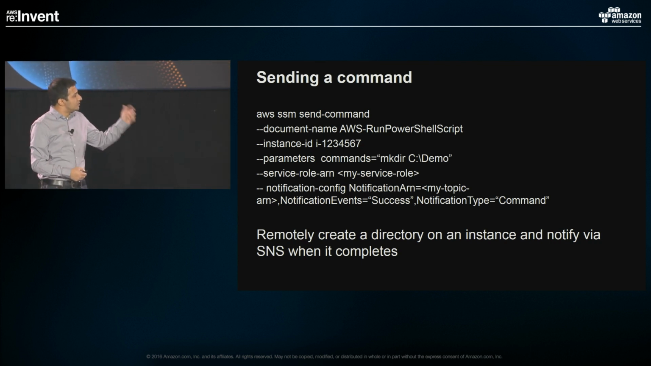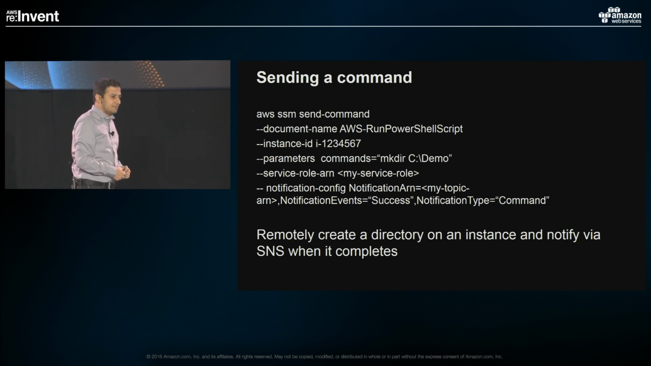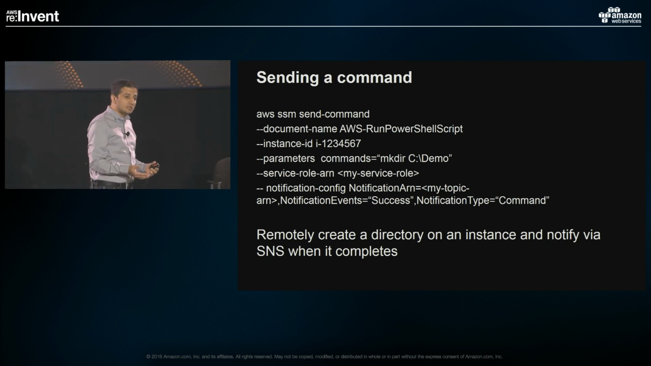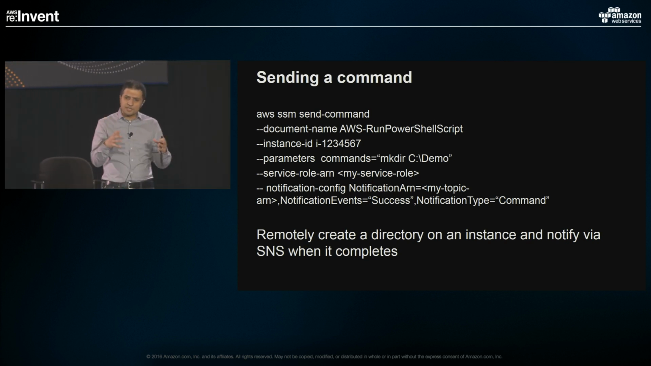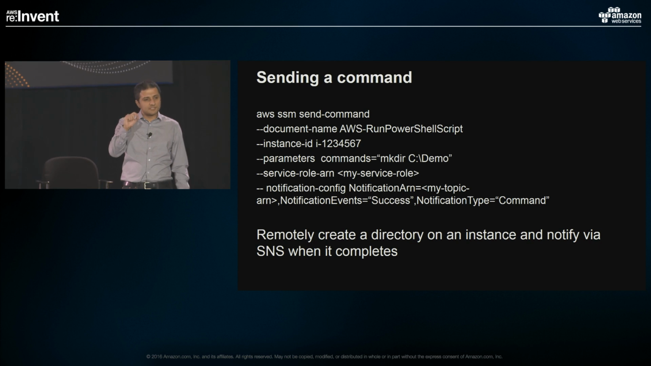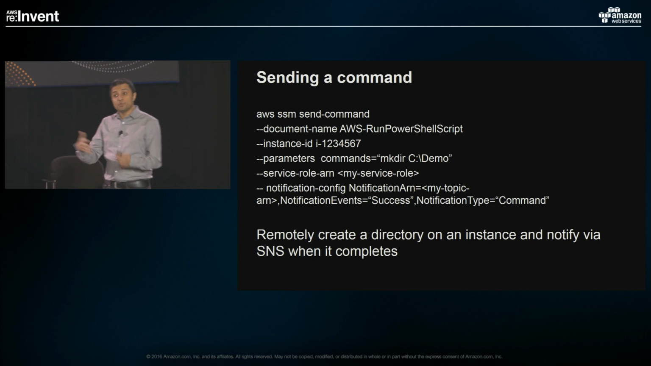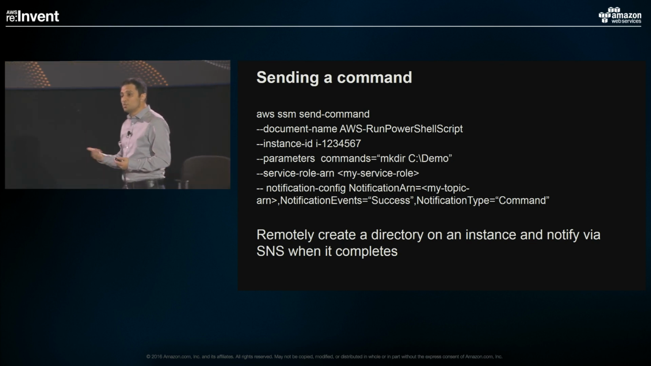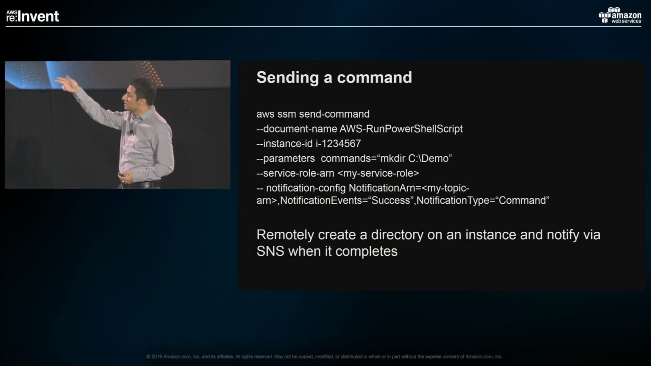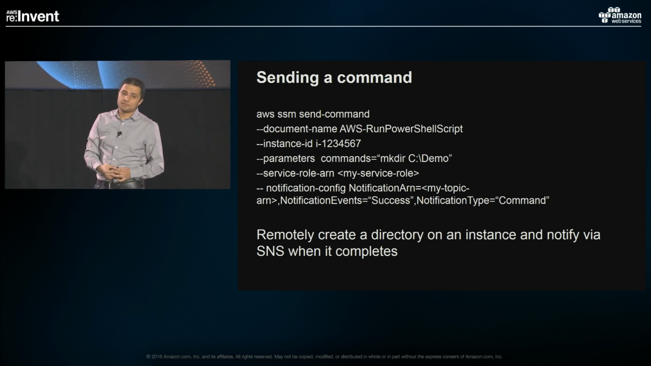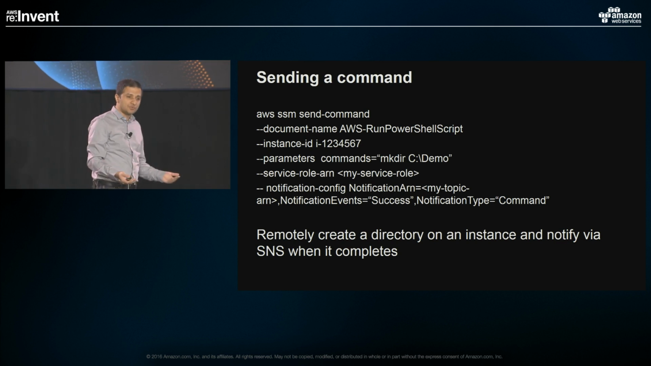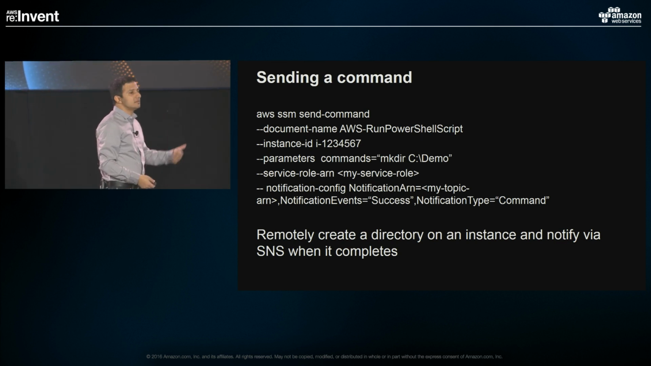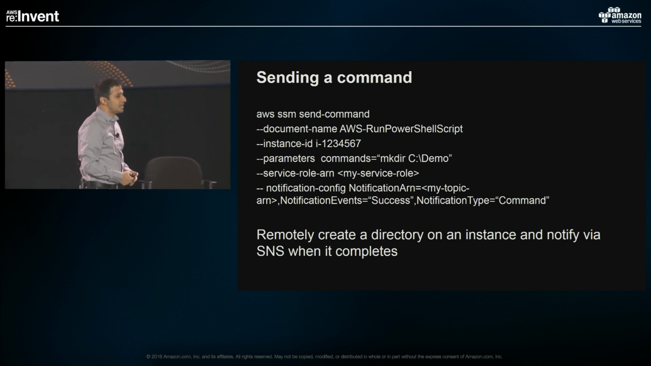The third option there is a parameter. A parameter is optional for documents. Some documents can be very closed, right? They do only one specific action, like net stop some service. Some documents can be open-ended, where you give them the specific command that you want to run. Like in this case, I'm running an Amazon-published document called Run PowerShell Script, and it takes a parameter which is what it is that you want to run. In this case, I'm creating a directory under the C drive.